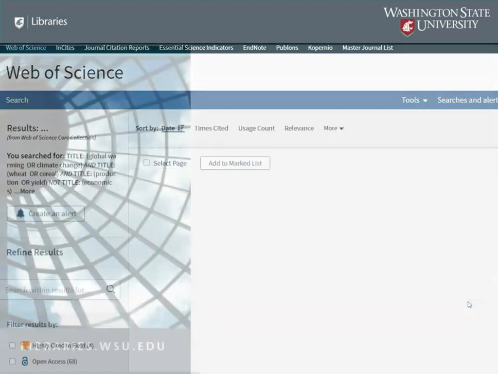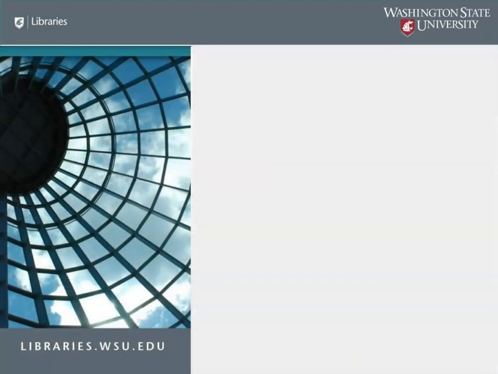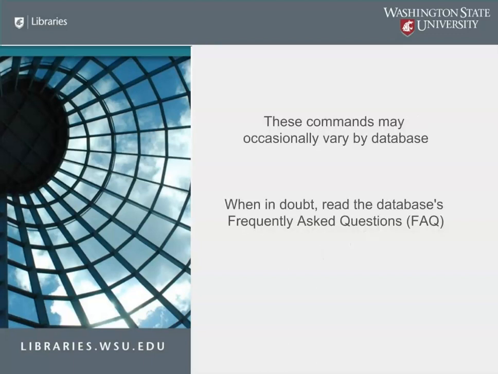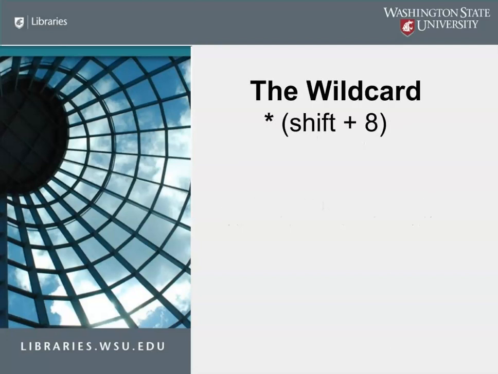Finally, there are two other very useful search tools: the wildcard and the quotations. These commands can occasionally vary from database to database, so sometimes you have to read a database FAQ. That said, these work in many databases, including Web of Science. First, let's talk about the wildcard. It's the star or Shift 8 on your keyboard, and it will search all the variations of the word up to that wildcard.